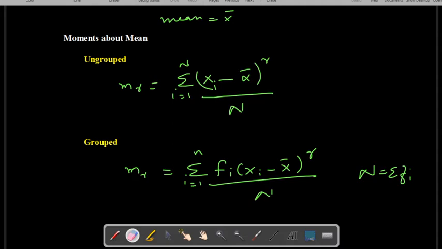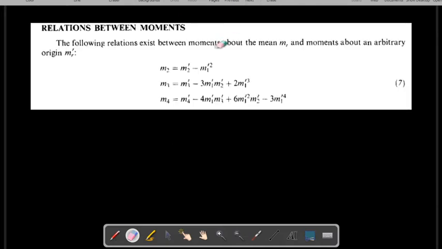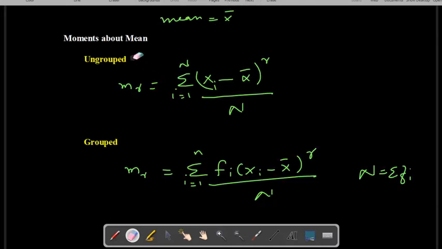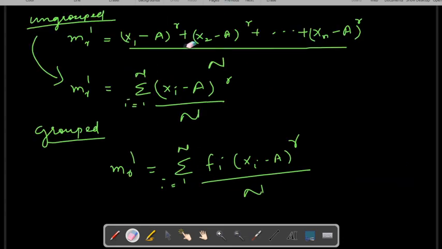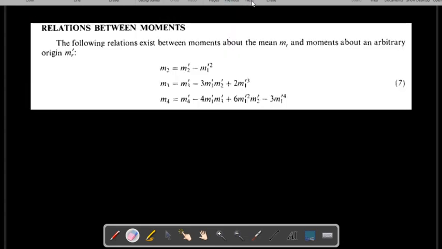Before that, one more thing you have to learn, that is the relationship between moments about mean and moments about origin. So how will you do that? The following relation exists between moments about mean and moments about an arbitrary origin A. So you can connect like this.